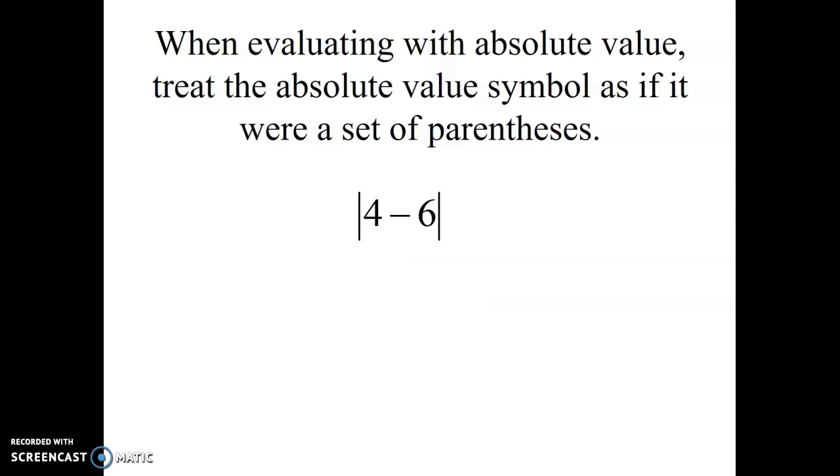But when I get to a problem like this, 4 minus 6, think of it this way. I gave you $4, but I owe you $6. So what does that mean? That means I still owe you $2. So now I still have a negative 2 in my absolute value. But since I want the absolute value of that, how far away from zero is negative 2? It's 2. So that's where that absolute value symbol becomes very important to treat as a parenthesis.